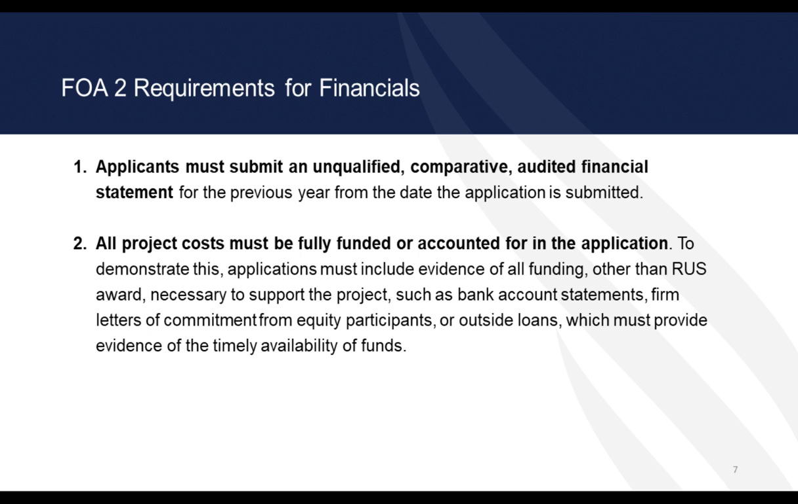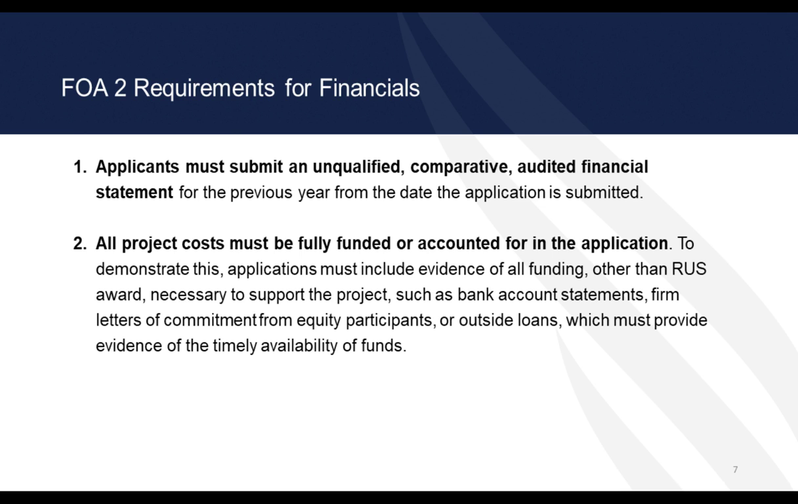I just reviewed some of the changes between FOA 1 and FOA 2, but I want to quickly review all of the FOA requirements that applicants must adhere to in this funding round. I will quickly go over this since some of these were just mentioned in the previous 2 slides. First, as I already mentioned, applicants must submit an unqualified, comparative, and audited financial statement for the previous year from the date the application is submitted.